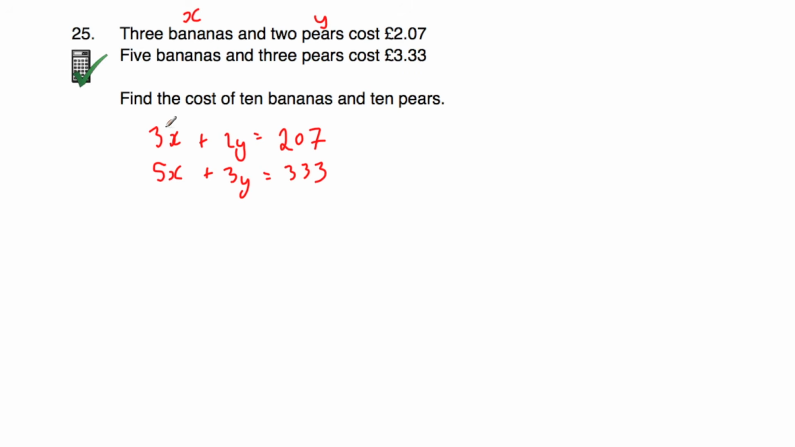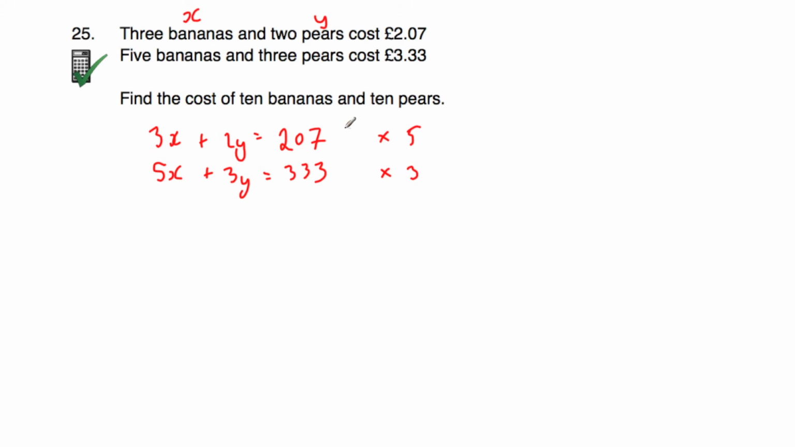Now we could cancel out our x's or y's here. So we could times the top equation by 5 and the bottom equation by 3, and that would give us 15x for both of them. Alternatively, we could multiply the top equation by 3 and the bottom equation by 2, and that would give us 6y and 6y, and then we could subtract the equations. I'm going to cancel the x's here, so I'm going to multiply the top equation by 5, I'm going to multiply the bottom equation by 3.